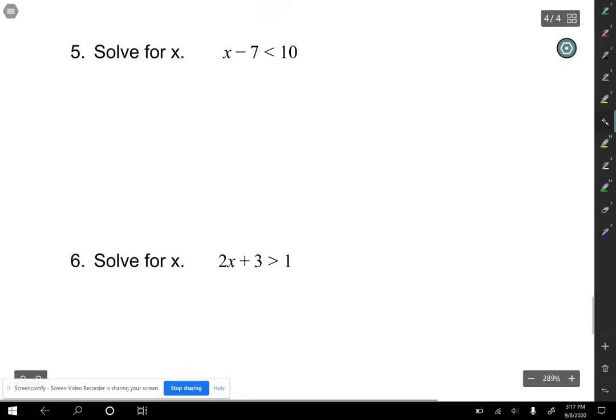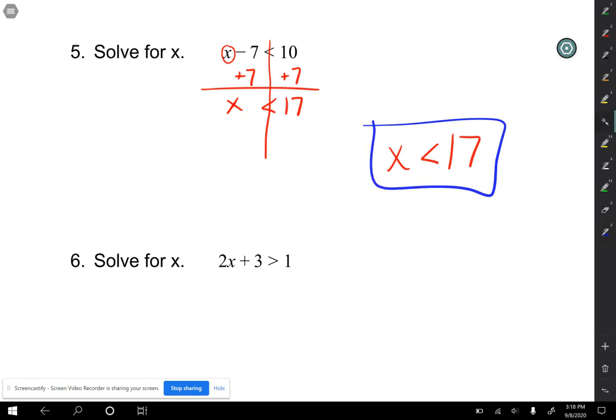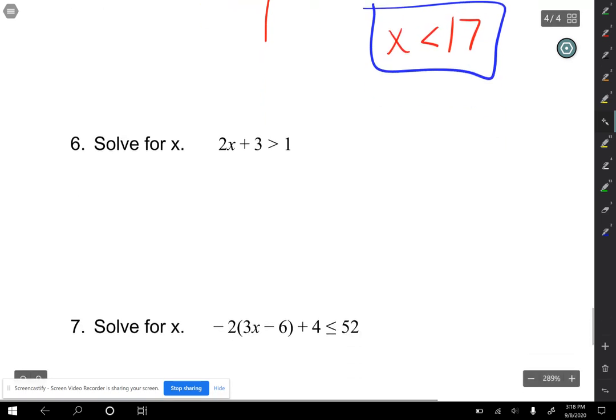Now our last 3 questions have to do with solving inequalities, which is what you practiced yesterday. Again, I still want you to draw your line down your sign and get the x by itself. So instead of subtracting 7, I need to add 7 to both sides. X by itself is less than 10 plus 7 is 17. So x is less than 17 as a final answer. Remember, my sign doesn't switch until I multiply or divide by a negative number.